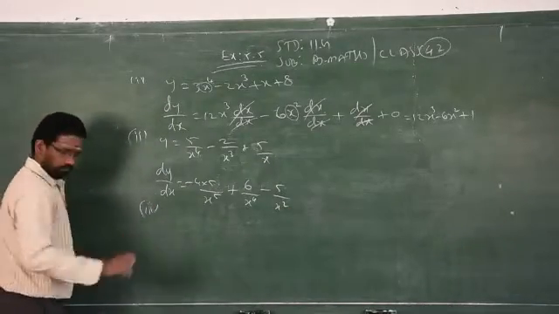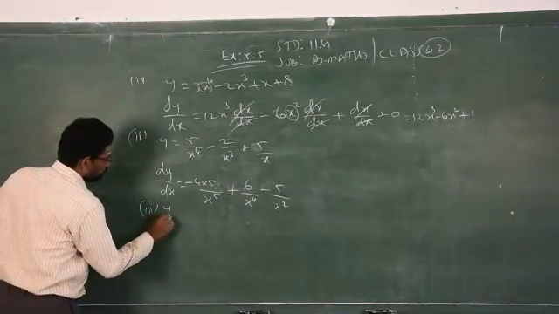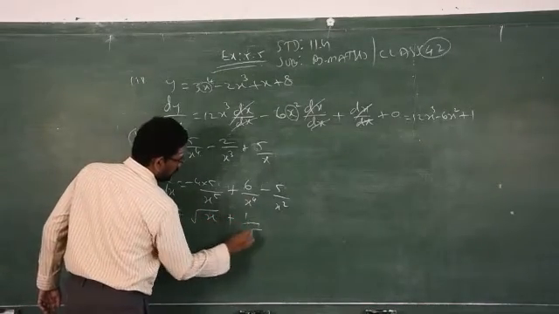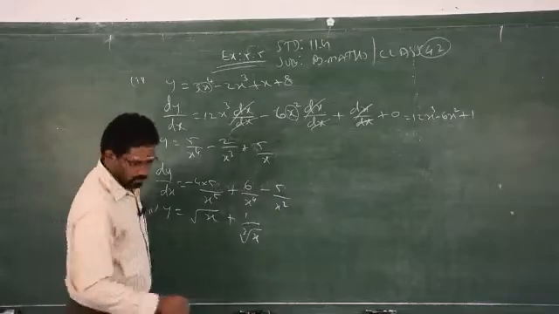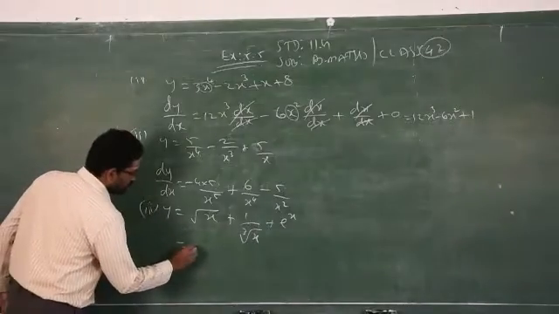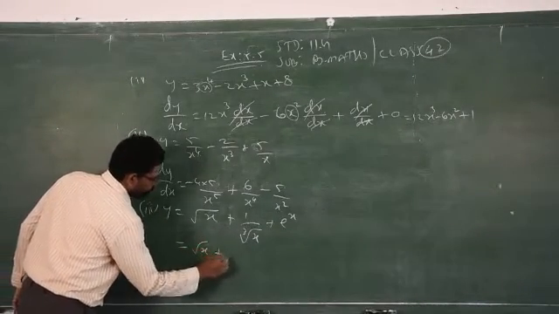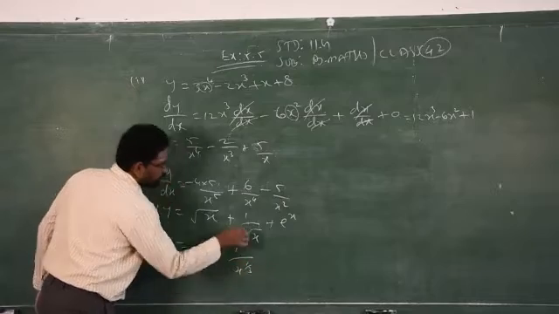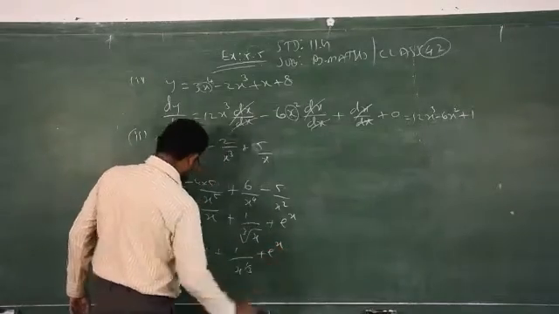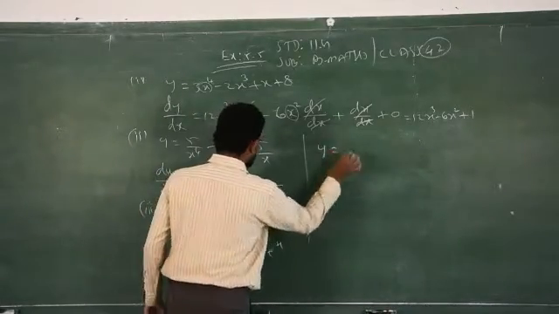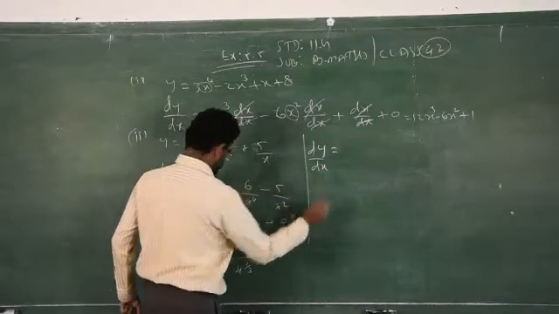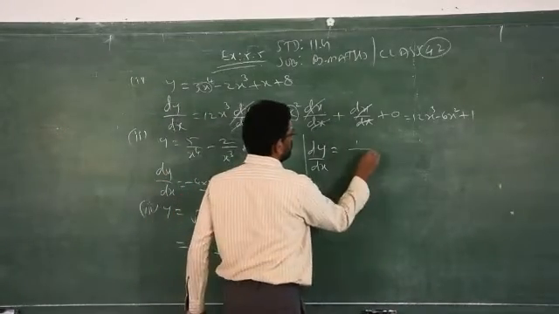Then third one, y is equal to square root of x plus 1 by cube root of x plus e power x. I am just rewriting this one. Cube root means you know how to write it, 1 by 3, plus e power x. So y is equal to, that is dy by dx is equal to root x, 1 by 2 root x.